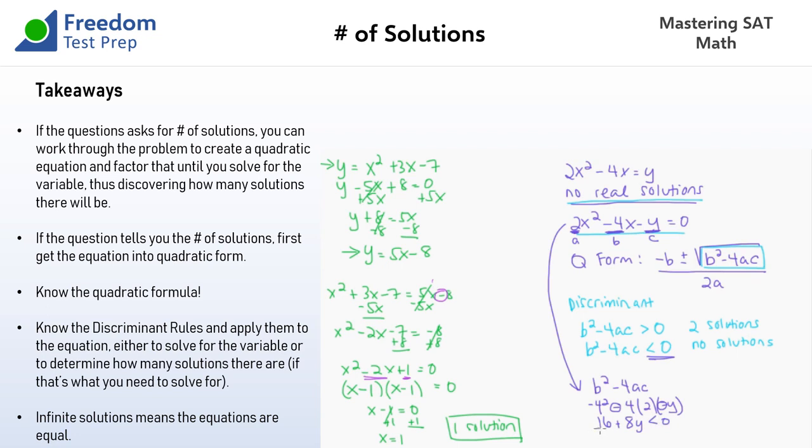Okay, so if we work that all the way through, and we're trying to solve for y, we get 8y is less than -16. Divide out that 8, and we get y is less than -2. So if we looked at answers, we would pick the answer that is less than -2. Okay, that's all you need to know. Pretty short video. I'll see you next time.